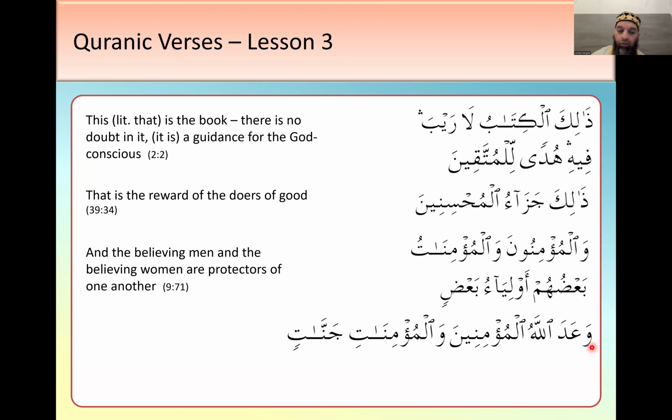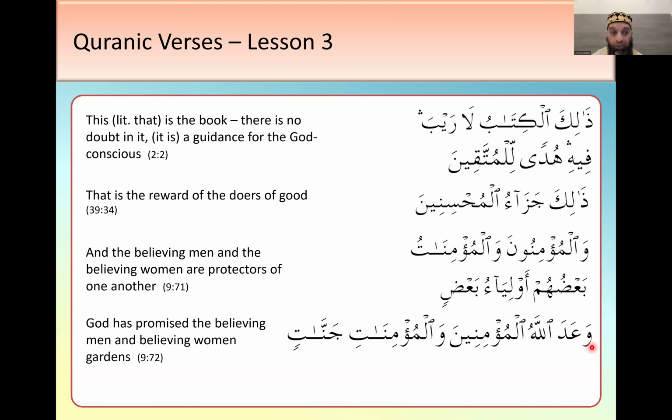Wa'adallahu. If you know Urdu, then you know wa'ada. What does wa'ada mean? It's a promise. You make a promise. So wa'adallahu, Allah has promised. We've not covered that yet, so don't worry about that. But here, look at the next one.